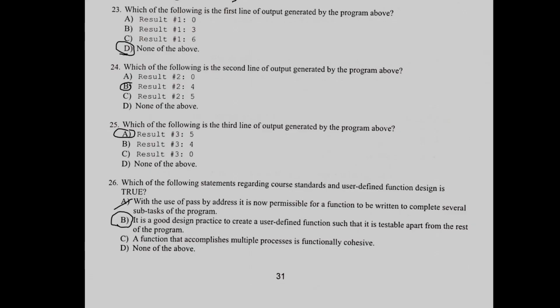Or C. A function that accomplishes multiple processes is functionally cohesive. Functionally cohesive means that each function has its own role and only completes a single process in the program. So having a function that accomplishes multiple processes is not functionally cohesive, so that's false. And the answer to 26 is B.